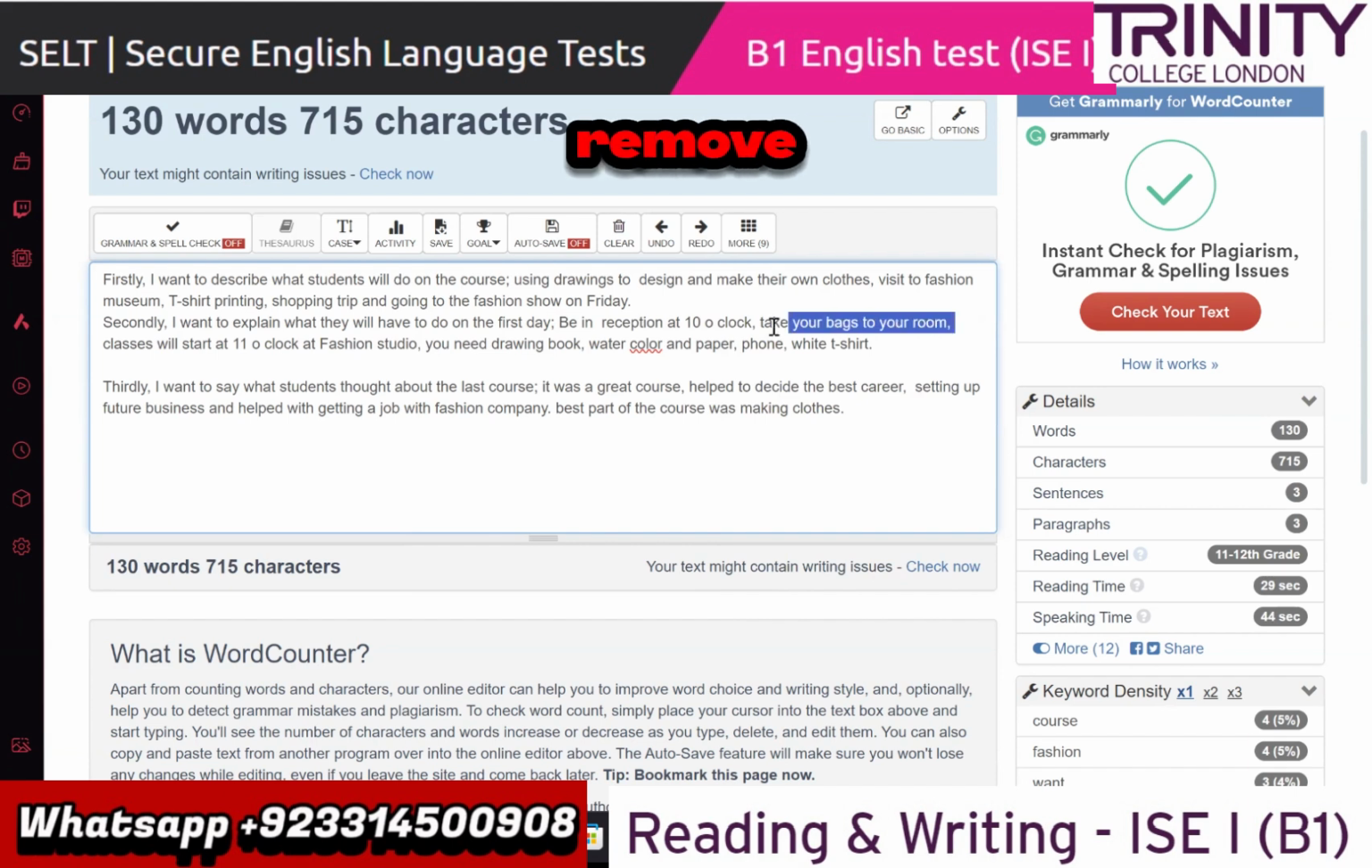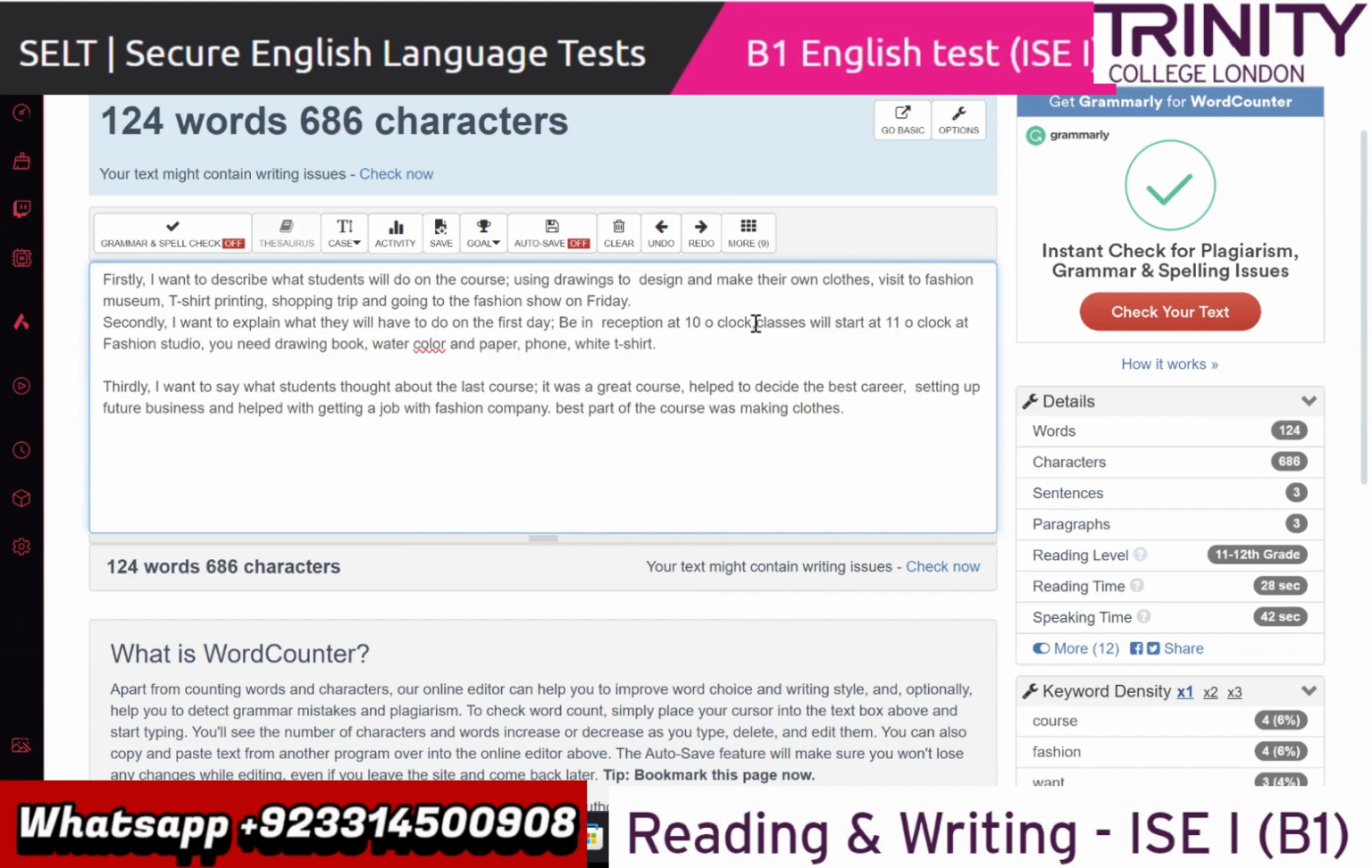I think we should remove this part because the most important information is classes will start at 11 o'clock at the fashion studio. Actually, this is a lot of information: drawing book, watercolor, paint, and paper. You must write stationery, comma, phone, and white t-shirt. Okay? And then 124 words.